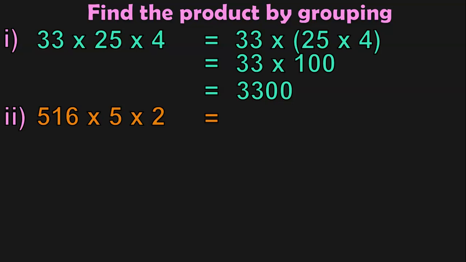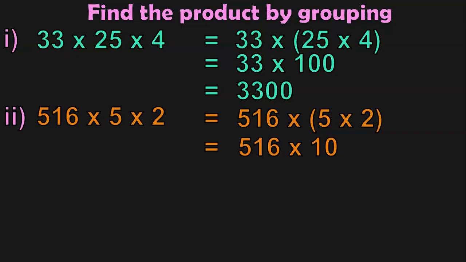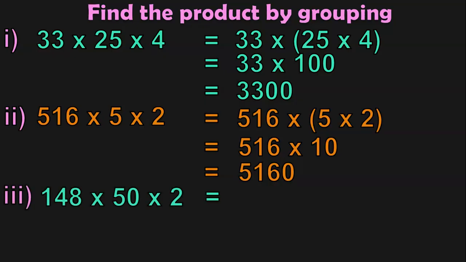516 into 5 into 2. On seeing itself, we can say that 5 into 2 can be grouped because 5 into 2 is 10. Multiplying 516 by 10 is quick and easy mentally, and the answer is 5160.